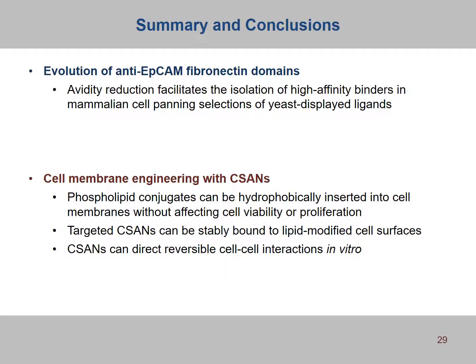To conclude, I've shown you how we evolved the first EpCAM-binding fibronectin domains, and how mammalian cell panning under reduced avidity conditions was essential for the isolation of high-affinity clones. We then incorporated those ligands into our C-SANs, which were installed on cells that had been hydrophobically modified with phospholipid conjugates. The C-SANs were then able to direct intercellular interactions that were pharmacologically reversible in vitro.